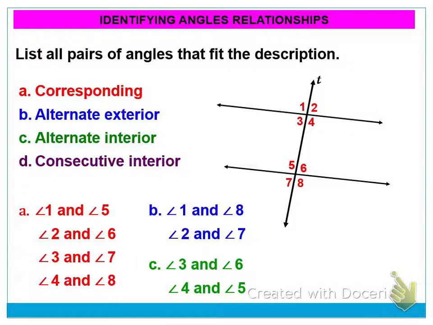And then last, you have consecutive interior, so still on the inside of the double lines, but they should be on the same side of the transversal. So that would be angle 3 and angle 5, and then angle 4 and 6.